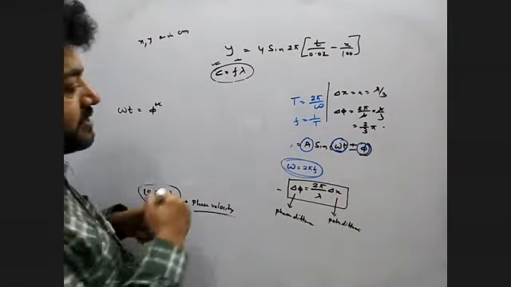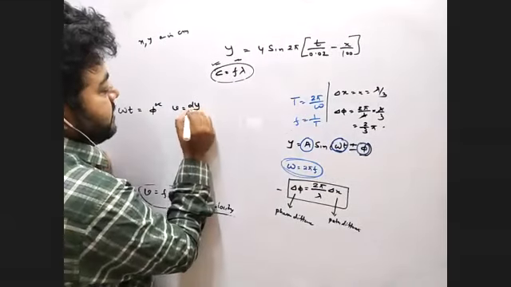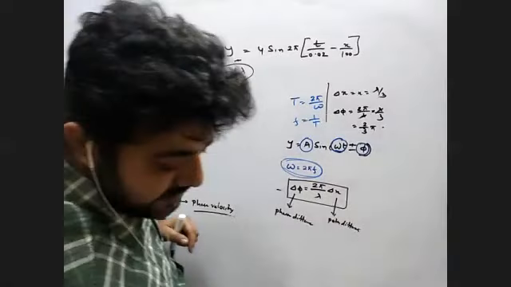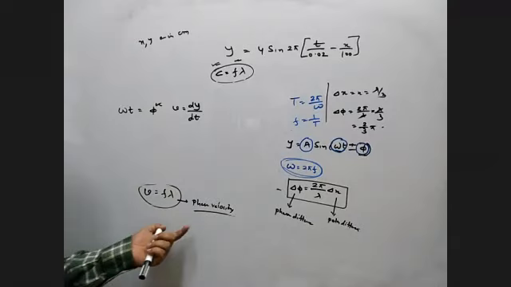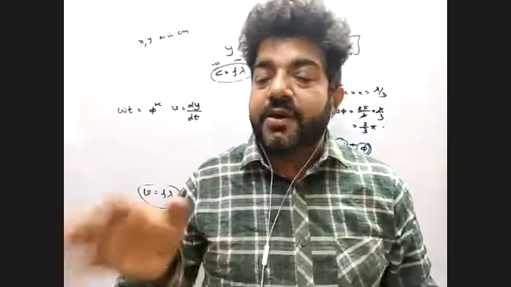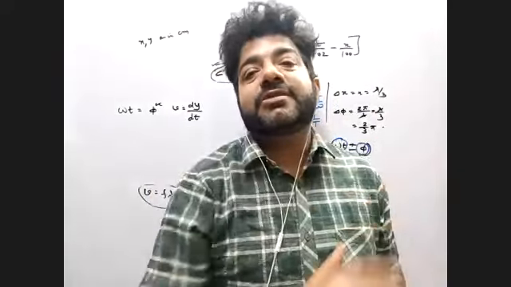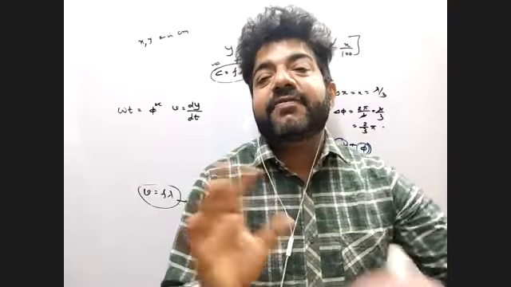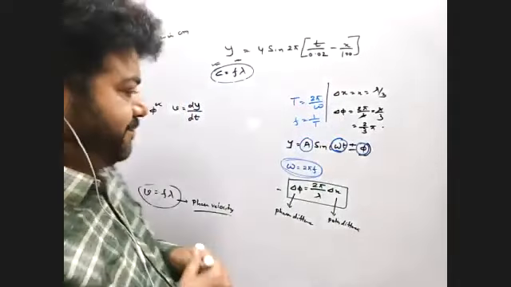Now you have that equation. If you differentiate this equation, dy by dt with respect to time, then you get the velocity that is called the particle velocity. So you have two types of velocity in the wave. One is the phase velocity, one is the particle velocity. Phase velocity is the actual velocity at which the wave is moving, and the particle velocity is the to and fro motion, meaning the particles vibrate, so you get the velocity of the particle.